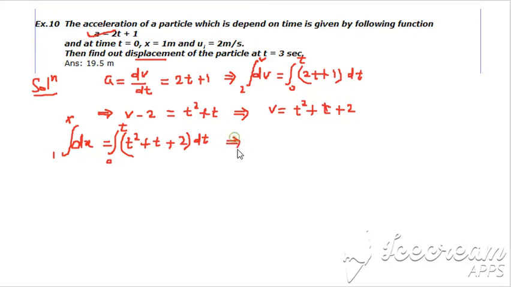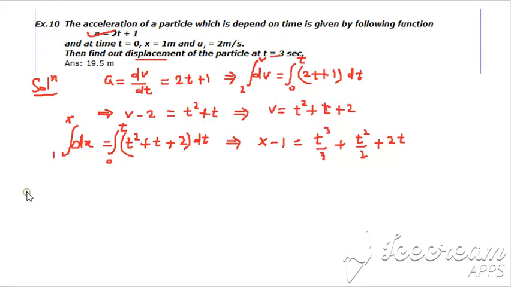After simplification this will lead to x minus 1 is equal to, right hand side will become, t cube by 3 plus t square by 2 plus 2t. Now this is the position as a function of time. We need to find the position at t equal to 3 seconds.